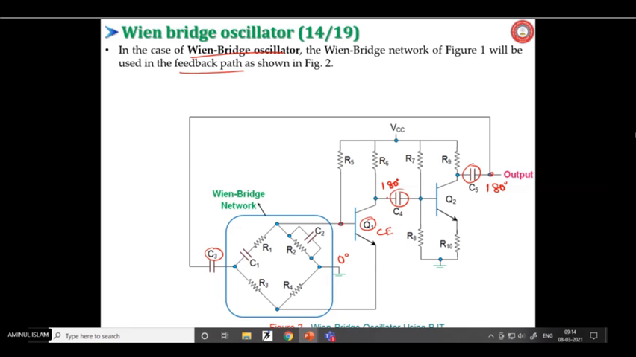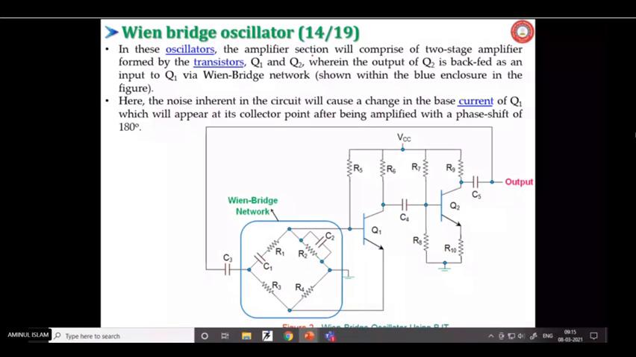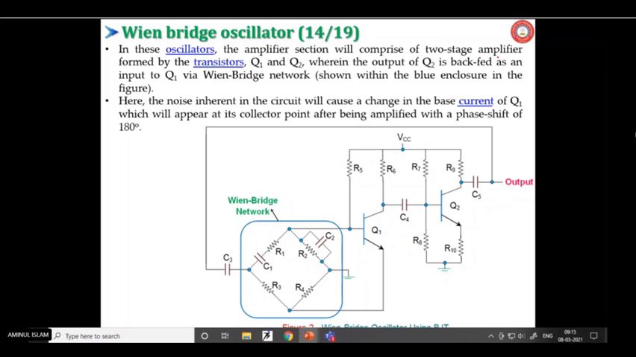Okay. In these oscillators, the amplifier section will comprise two amplifiers formed by transistors Q1 and Q2, wherein the output of Q2 is fed back as an input to Q1 through this network.